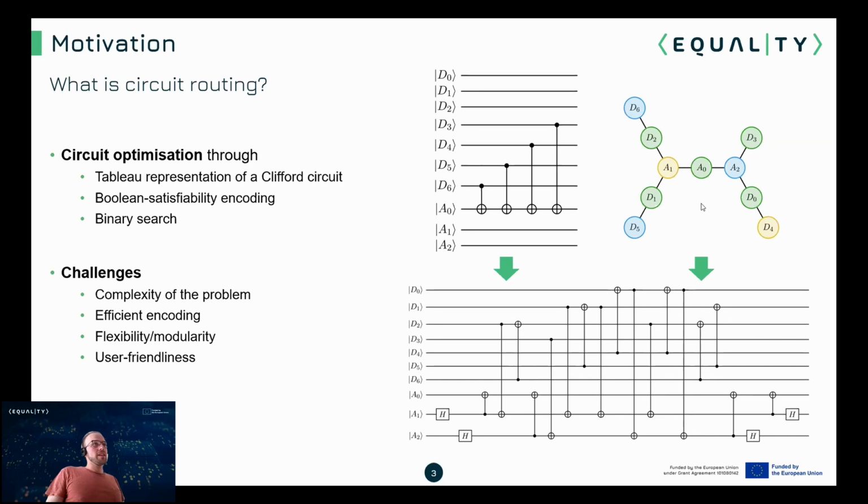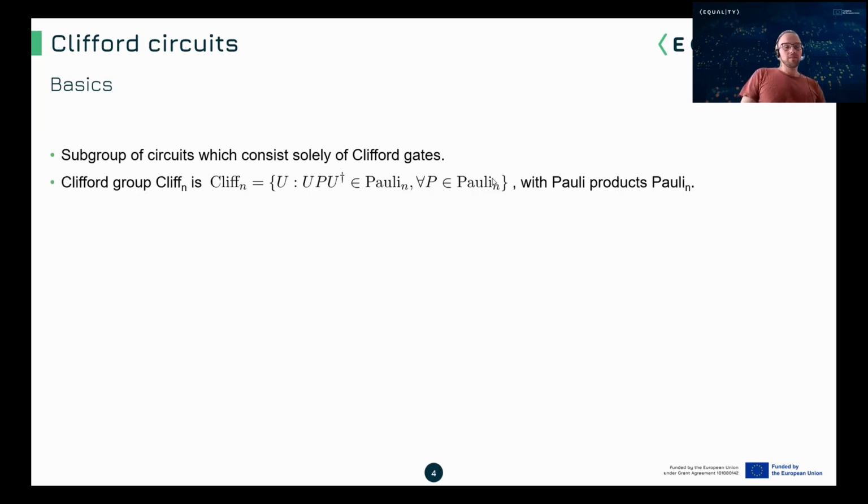So in the next step, let me shortly introduce you to Clifford circuits, which are used here in the Tableau representation, and why we're using and focusing on Clifford circuits. Clifford circuits basically are a subgroup of circuits which consist solely of Clifford gates, which the name might already suggest. The Clifford group, let's call it Cliff N, is precisely those group of operators which map Pauli products onto Pauli products. Here you can see, for instance, that the application of an operator U on a Pauli product will itself be a Pauli product again, which is the definition of a Clifford group.